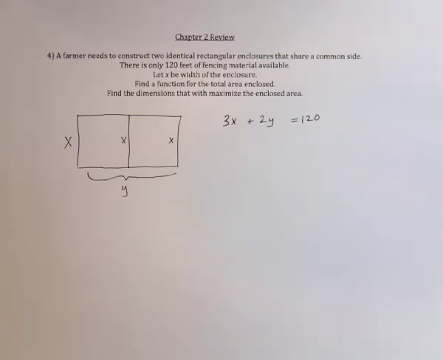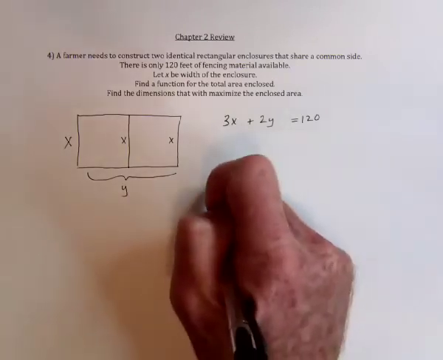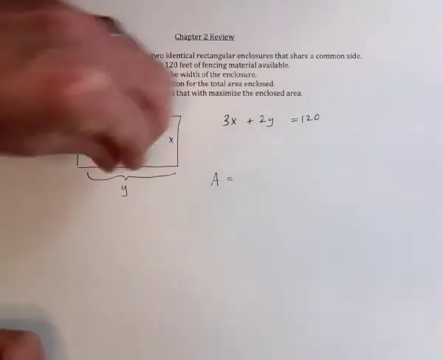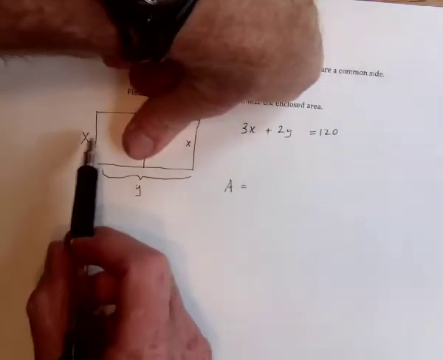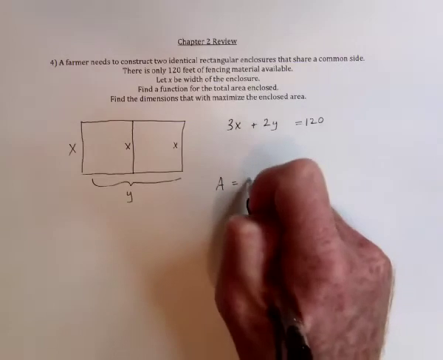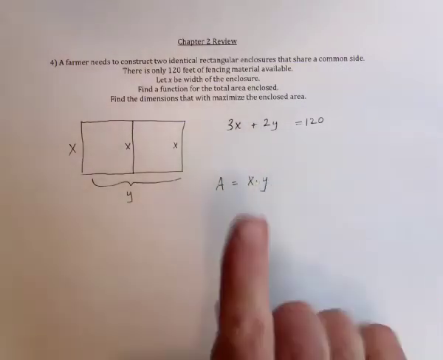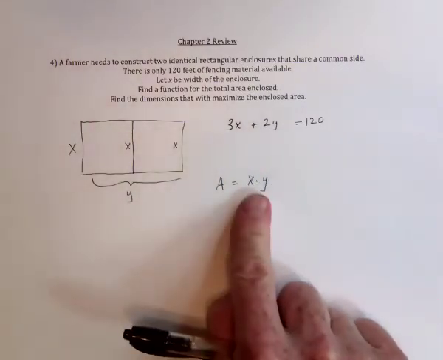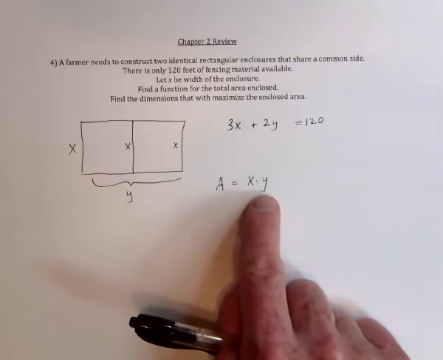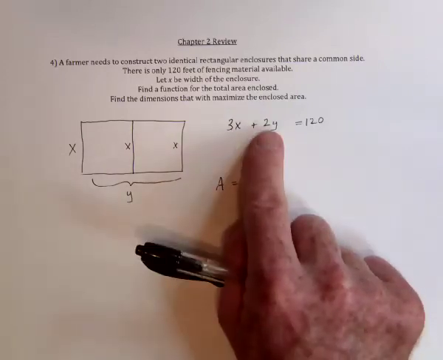And then find a function for the area. Well, area for a rectangle is just one side times the other, so x times y. But if you look at that, it doesn't look like a parabola. It doesn't have an x squared in it. So something's going on, and the something is we need to get rid of this y. We need to substitute something for y. And that's why this equation was needed.